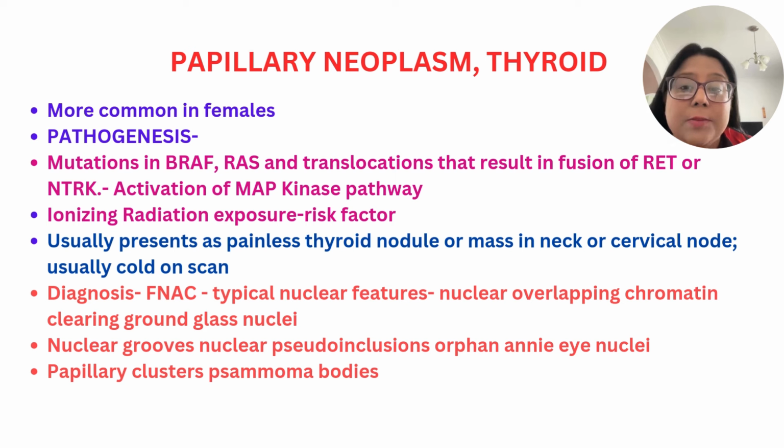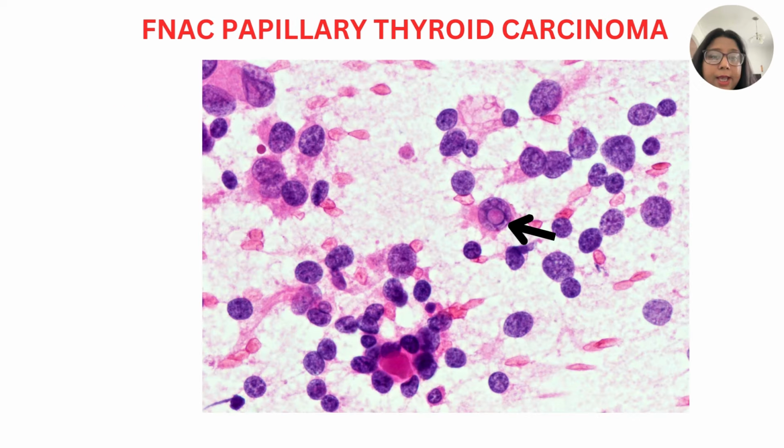For diagnosis, FNAC is done, which shows typical nuclear features: nuclear overlapping, nuclear crowding, chromatin clearing, ground glass nuclei, nuclear grooves, nuclear pseudo inclusions, papillary clusters, and psammoma bodies. As I've shown here in this image with the broader arrow, pseudo inclusions in the nucleus can be appreciated in FNAC of papillary carcinoma of the thyroid gland.